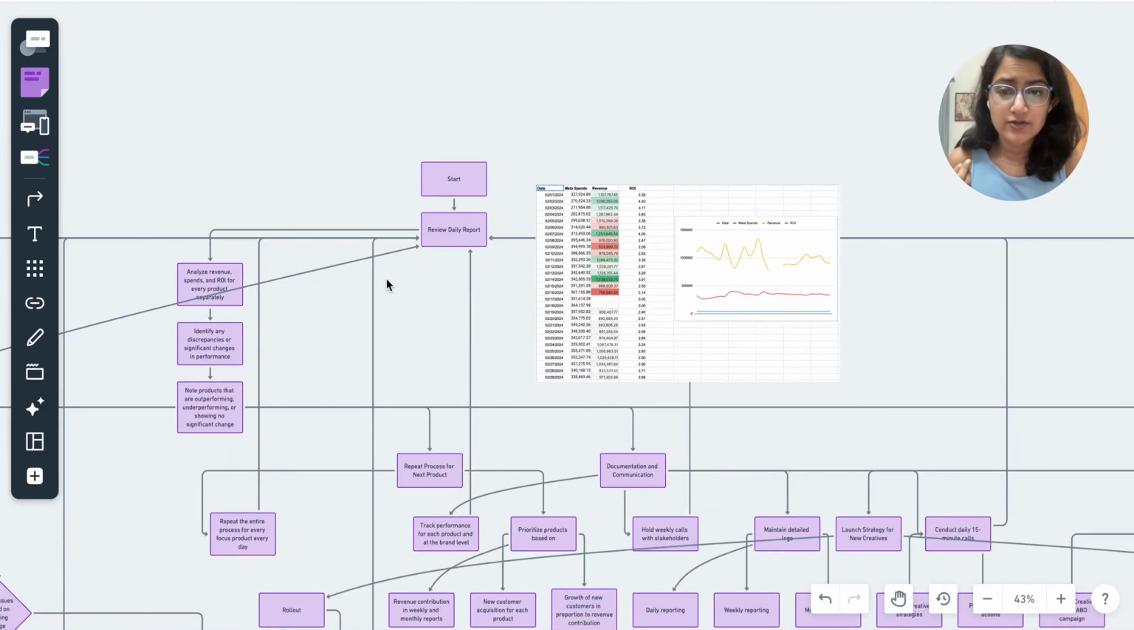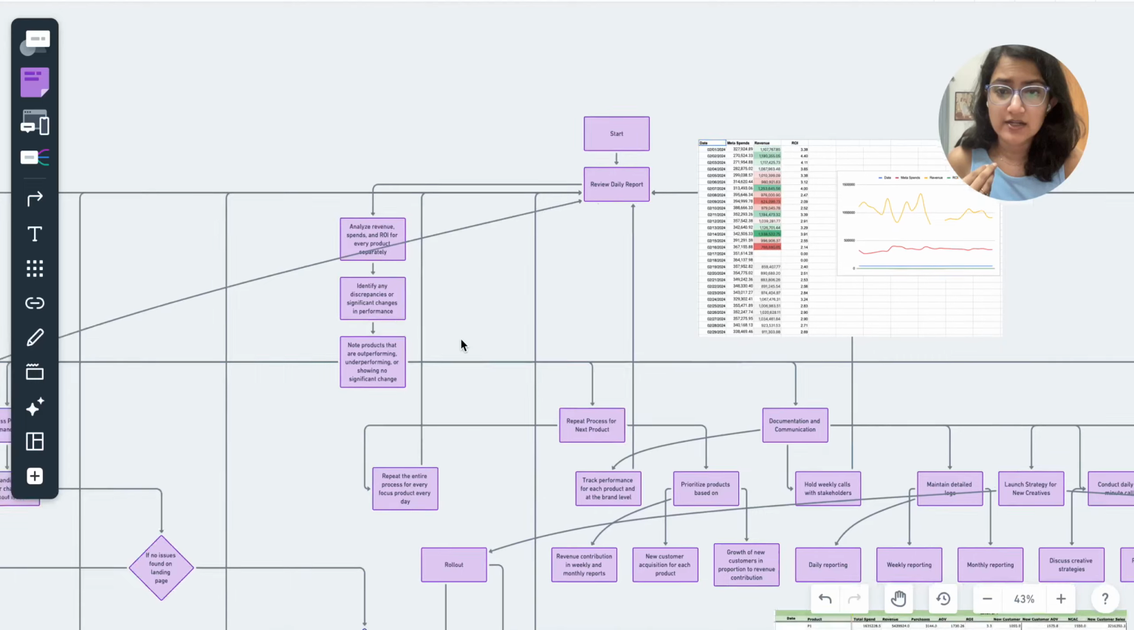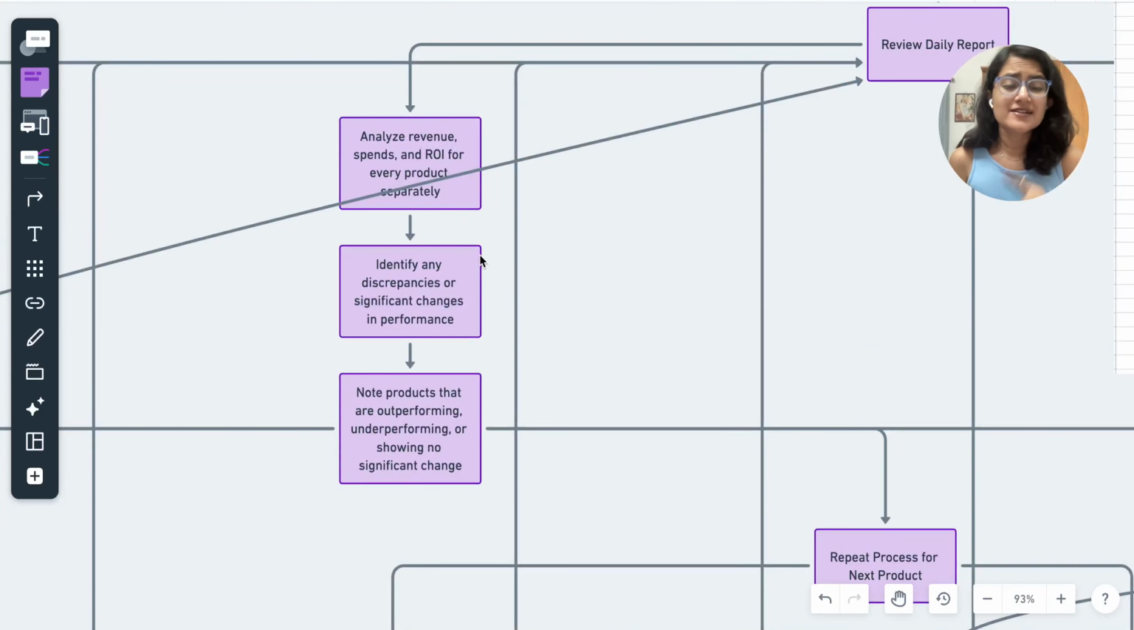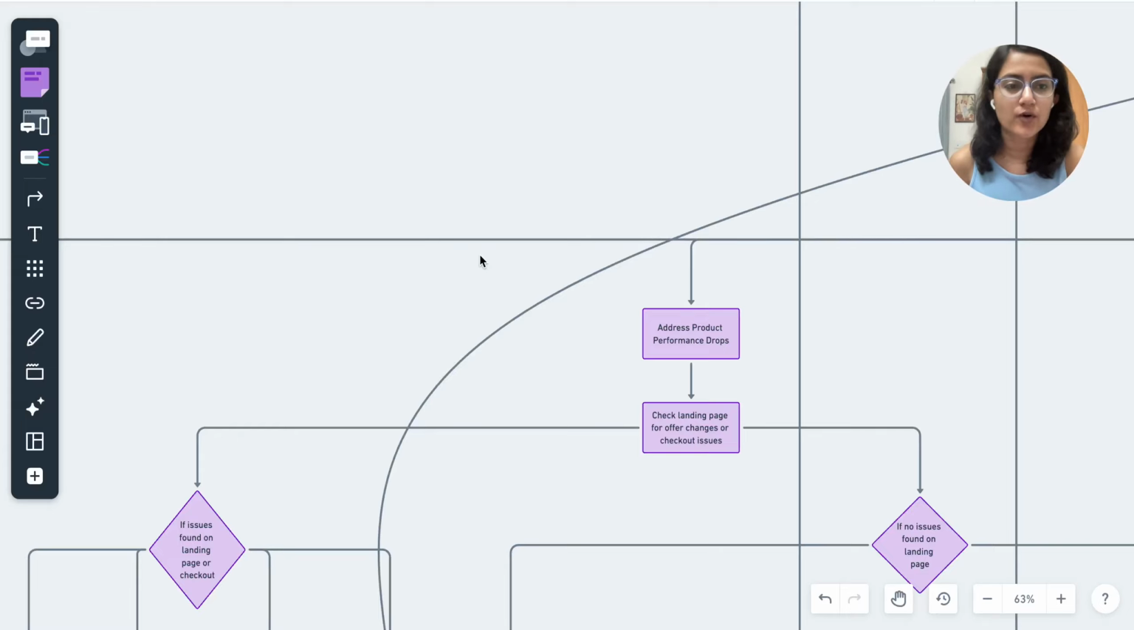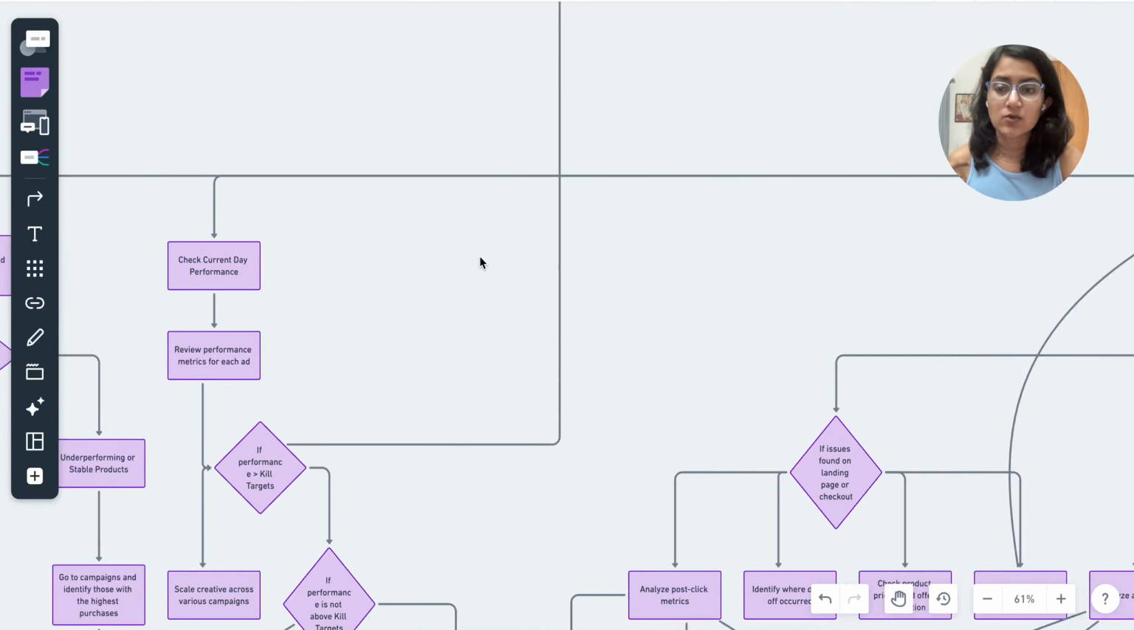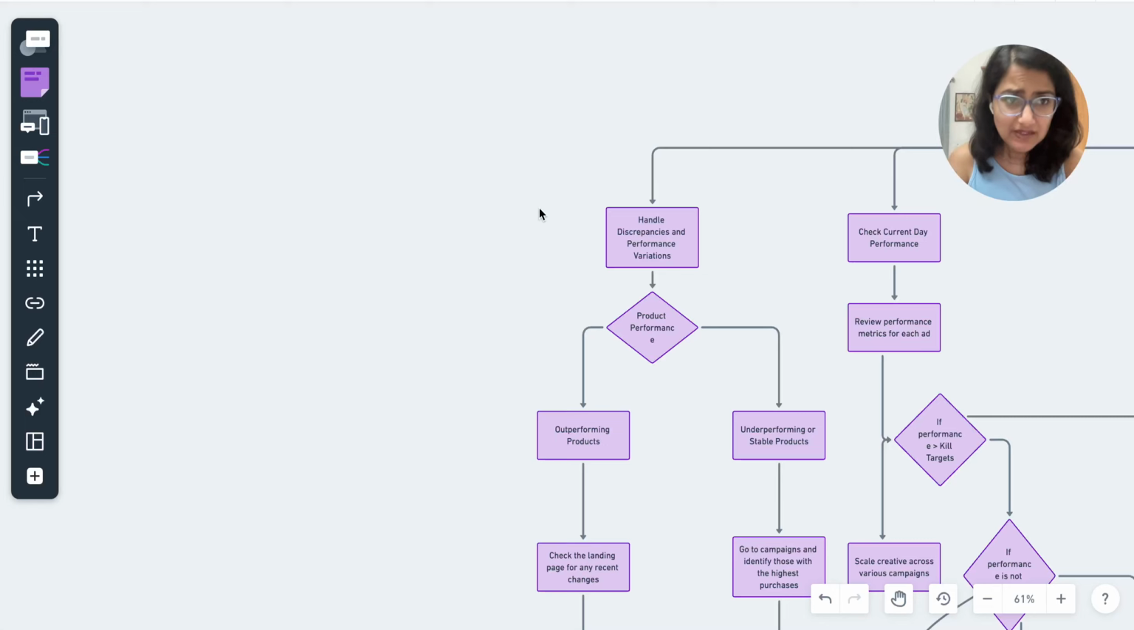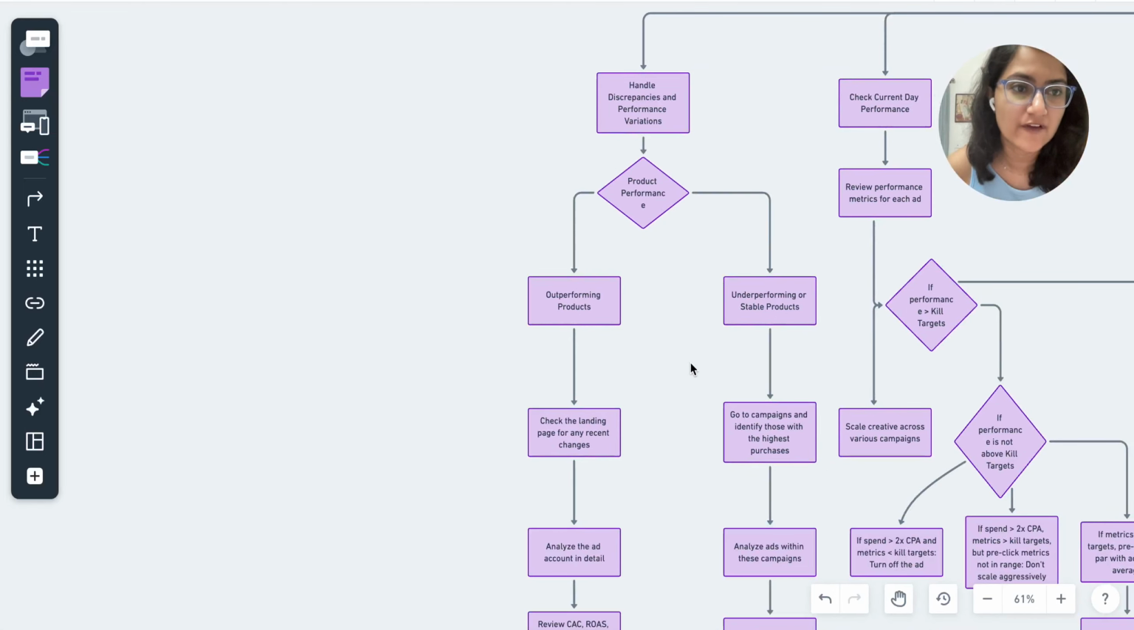As soon as you look into this report, the next thing is to analyze the revenue, the spends, and the ROI of every product separately, and identify discrepancies or significant changes in performance. Identify which products are outperforming, underperforming, or not showing any significant change. The moment you see an underperformance in revenue, go ahead and understand why. See what the current performance is and what discrepancies you have in the performance.